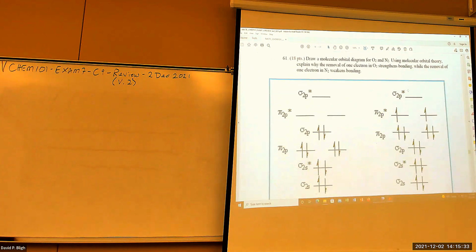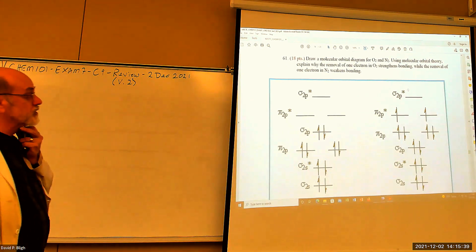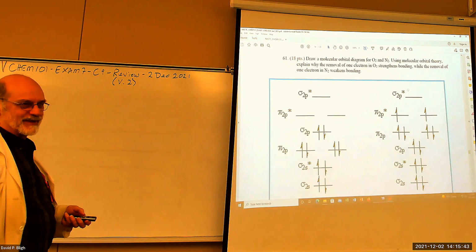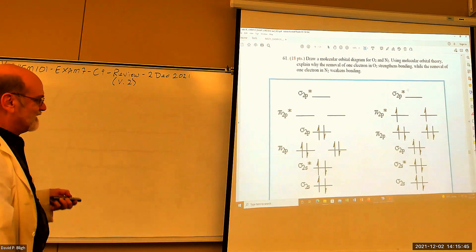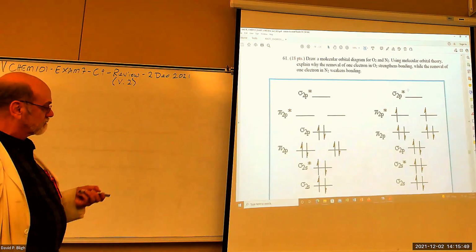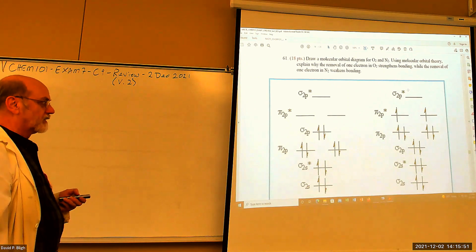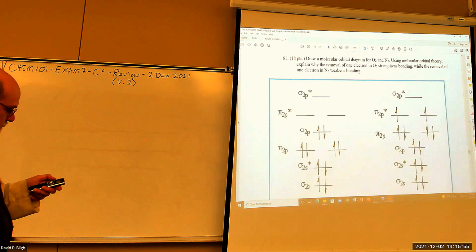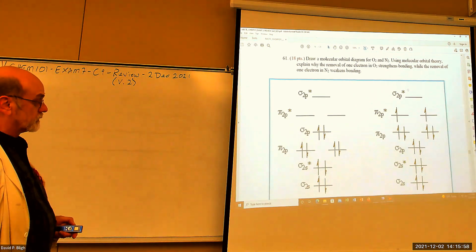This one is not as hard as it looks. Draw a molecular orbital diagram for dioxygen and dinitrogen. You got it right there in the review document. He just copied it. One's going to have sp mixing and the other one's not. So oxygen won't have and nitrogen will have sp mixing. And then, of course, they'll have different numbers of electrons.